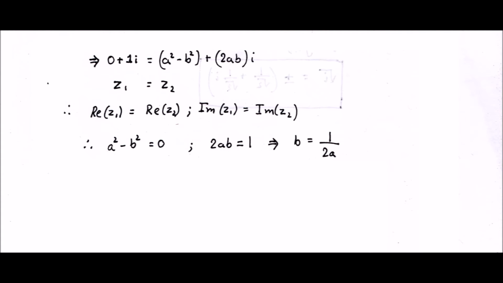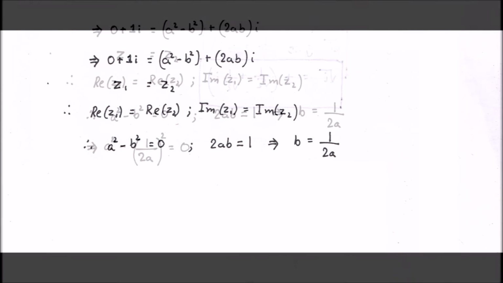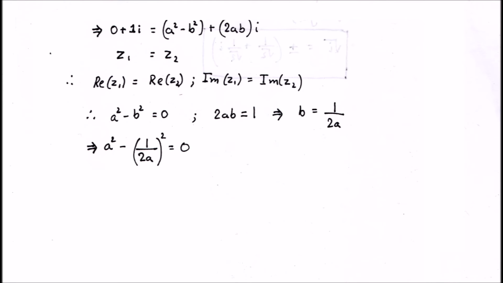So b = 1/2a if we divide both sides by 2a. Now we can just put this value of b in the first equation, a² - b² = 0. Now, after putting this, it would stand as a² - (1/2a)² = 0. Now, if we add the two terms, we will get (4a⁴ - 1) divided by 4a², which is equal to 0.